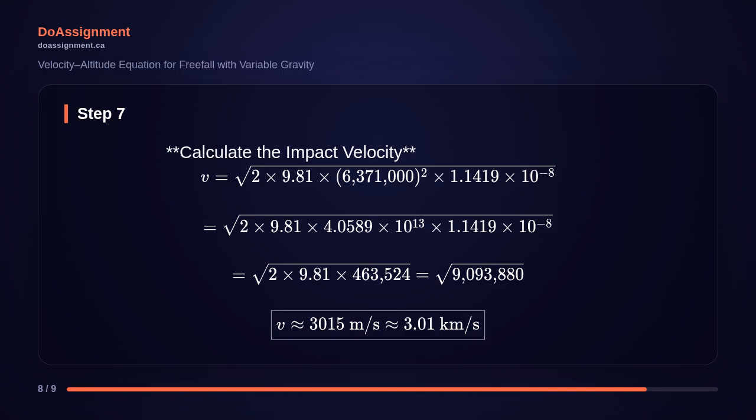Substituting everything into the velocity formula, v equals the square root of 2 times 9.81 times r squared times 1.1419 times 10 to the negative 8. Working through the arithmetic gives approximately 9,193,880 under the square root, which yields about 3,015 meters per second, or roughly 3.01 kilometers per second. That is the speed at which the particle strikes Earth.